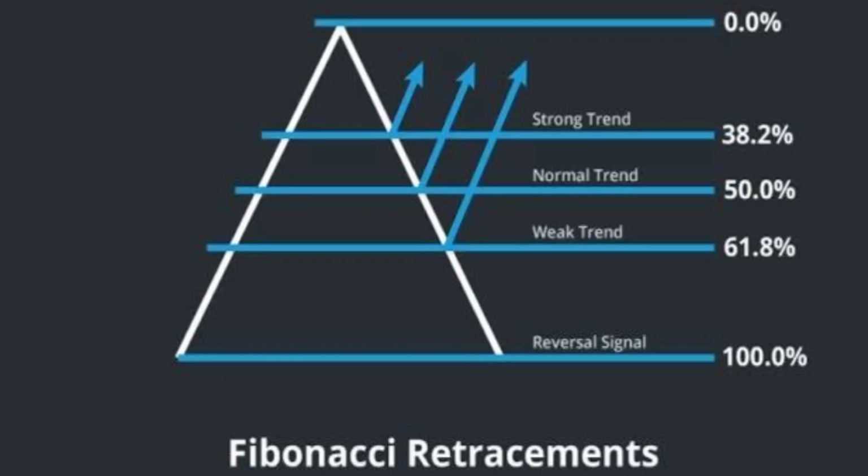Key Fibonacci levels: 38.2%, 50%, and 61.8%. These are the primary Fibonacci retracement levels, commonly used in financial markets. They represent potential reversal zones where the price might stall or change direction.